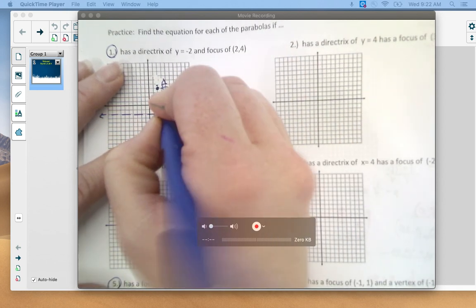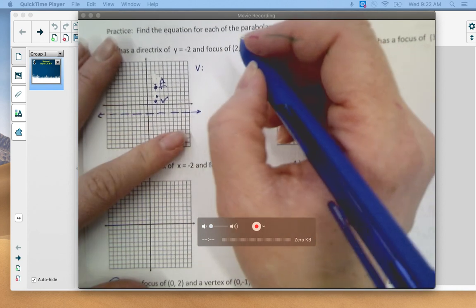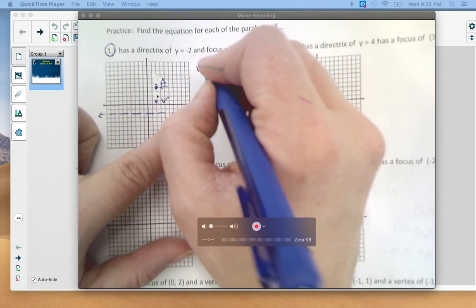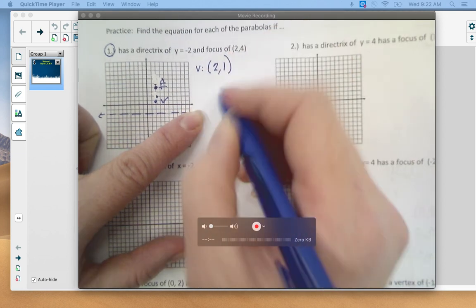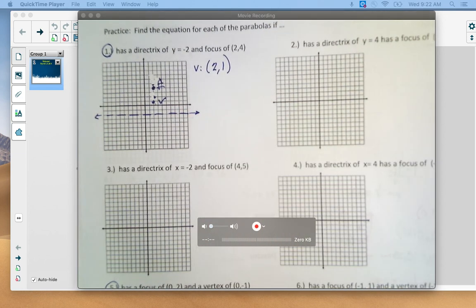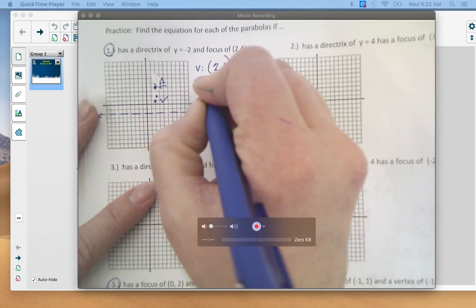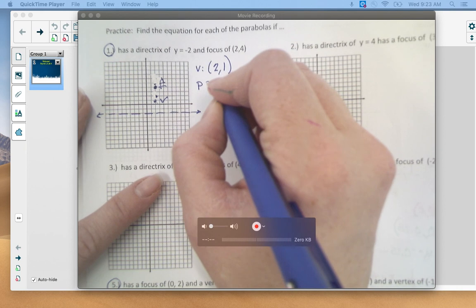So right away, then label that your vertex. I have my directrix, I have my focus, I need my vertex. So my vertex is 2 what? 2, 1. Remember, there are 4 things I need: my directrix, my focus, my vertex, and my focal length. What is your focal length? We already found it is 3.